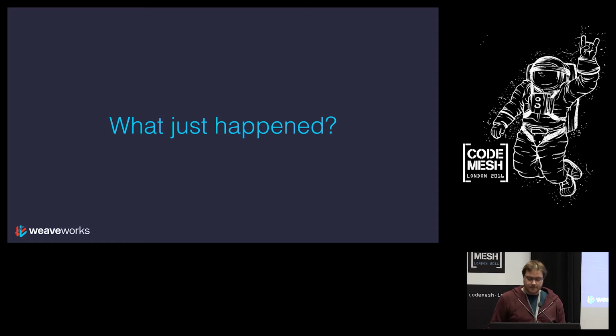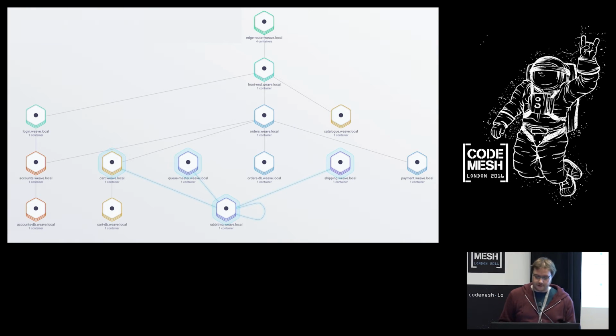So let's just talk about what just happened. I'll take you through. This is what Scope is supposed to look like when it joins up. And actually, to generate this picture, I ran a load test on the application. So it caused all the different pieces to talk to each other. And Scope was able to detect the network connections between them.